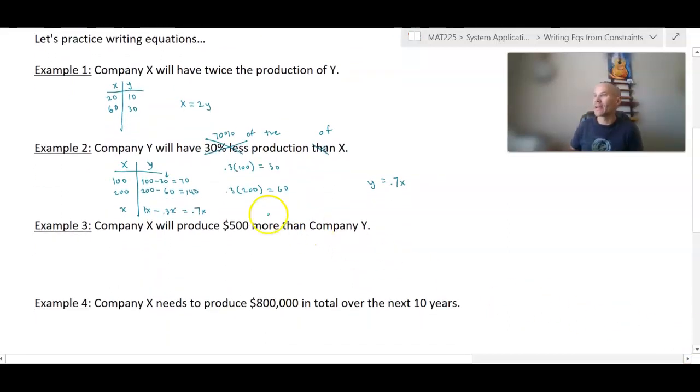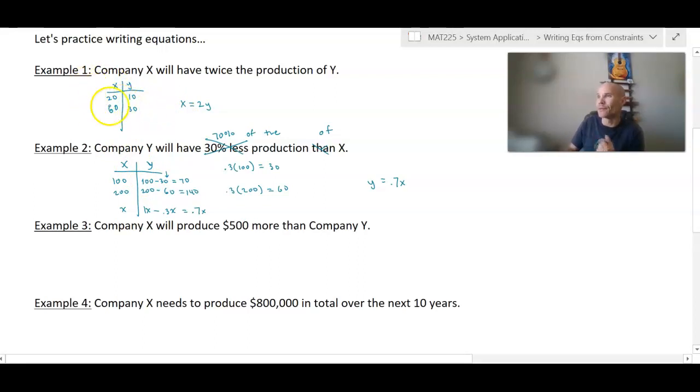All right, let's take a look at another one. Company X will produce $500 more than company Y. Now, I just want to point out that in all of these examples so far, notice that the reason we knew that these sentences were going to have to be converted into equations is because they placed limitations on what x and or y could take on. Now, they don't tell you exactly what value they should be, right?